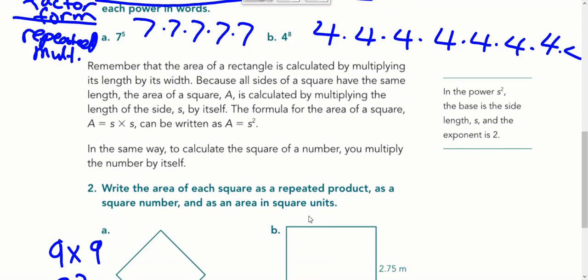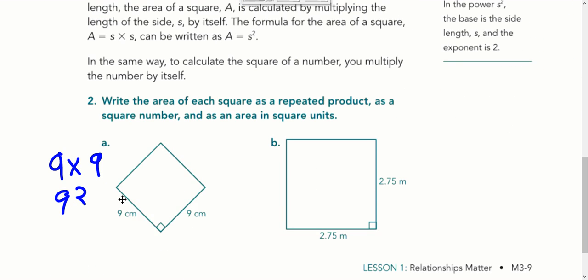Now, as we looked at area before, remember length times width gives us the area. If it's a square, the length and the width are the same length, so we would do length times width, or 9 times 9. So we could do 9 to the second power. Another way of saying that is 9 squared. And that's what they were talking about up here. The area of a square is just taking the side length and squaring it. That's why they call it squares.